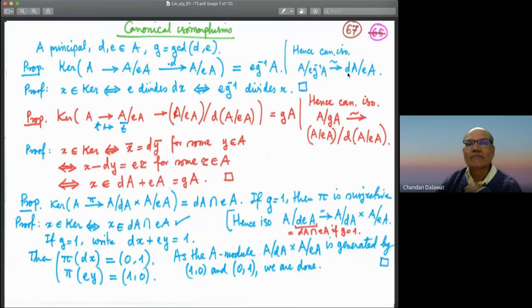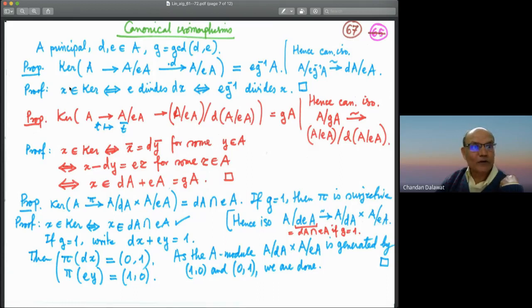I should have maybe put parentheses here because it's not dA modulo EA. This EA need not be an ideal contained in dA, but it means D times this module. Okay. So what's the kernel? I claim that the kernel is E G inverse A. It has to be a principal ideal, and the claim is that it's generated by E G inverse, where G is the GCD of D and E.